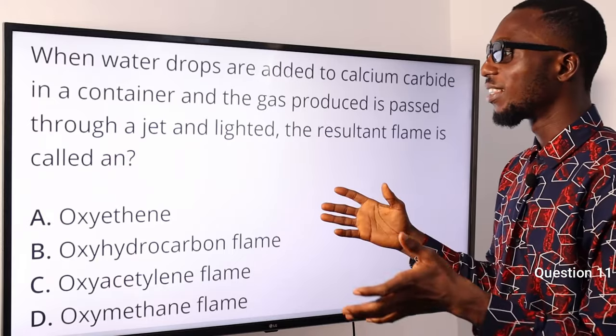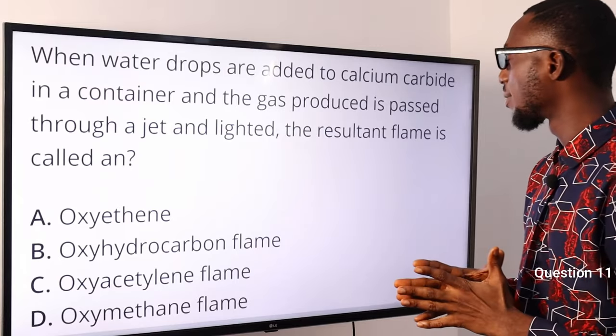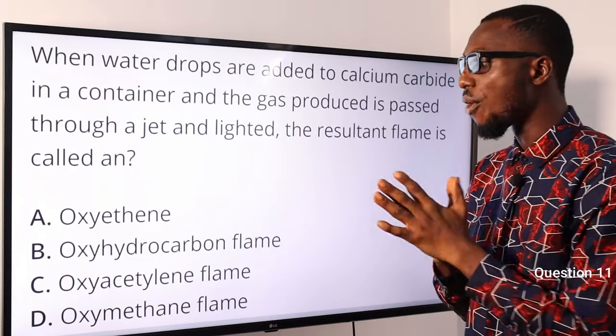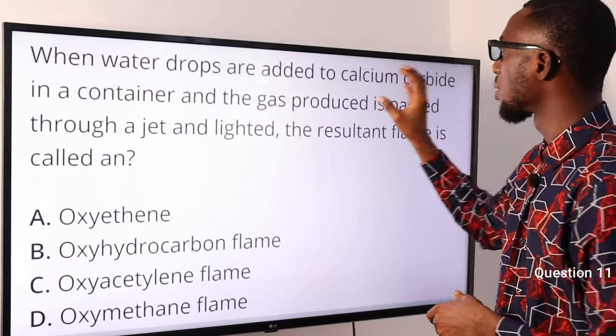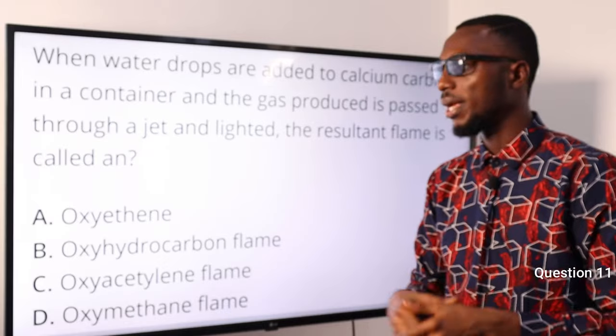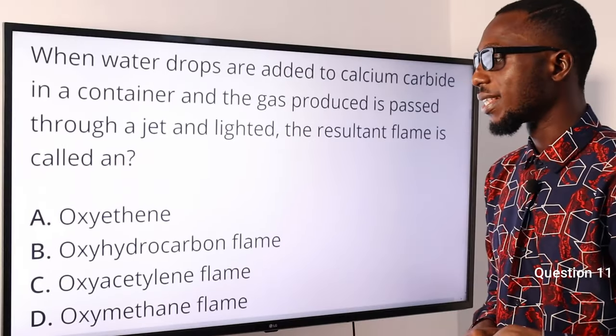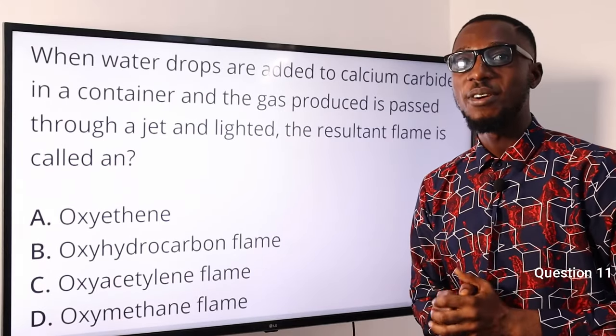So the resultant flame is called an oxyacetylene flame. From the product when you react water with calcium carbide, the acetylene becomes an oxyacetylene flame. So option C is the correct option.